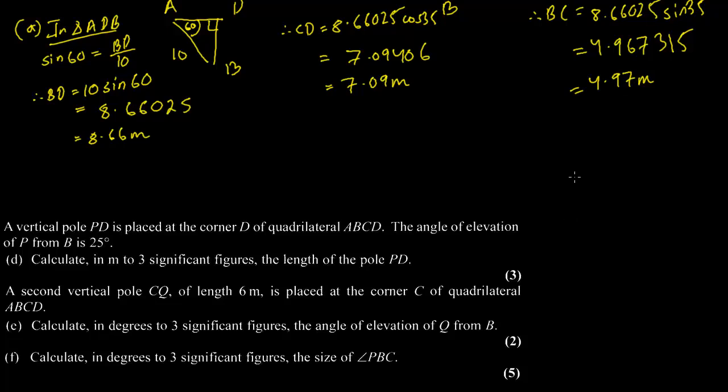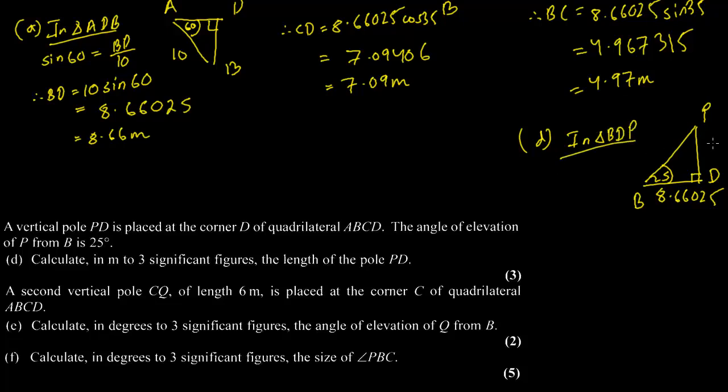Let's draw a little triangle in the question. This is the right angle triangle. Remember, this is not above the ground. D is 90 degree. This angle is 25. From the previous sum, we know BD is 8.66025, and we have to find the height PD. We can find this from this right angle triangle PDB. We can use the tan ratio. The tan 25 equals the opposite PD divided by adjacent 8.66025.